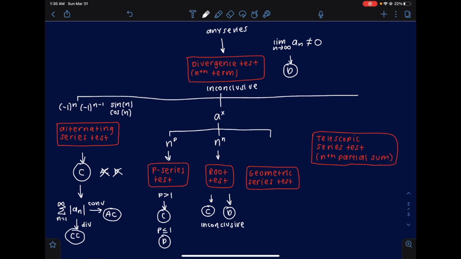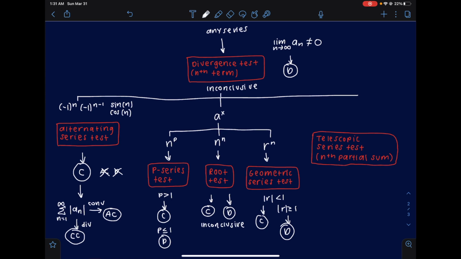So the last exponential form is r to the power of n. If you have some number r to the power of n, then you're going to be using the geometric series test. This is also another straightforward and easy test to use. If r is less than 1, then it converges. If r is greater than or equal to 1, then it diverges. So geometric series tests can be used to prove both convergence or divergence.